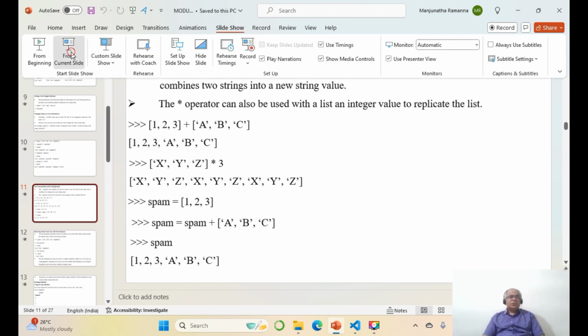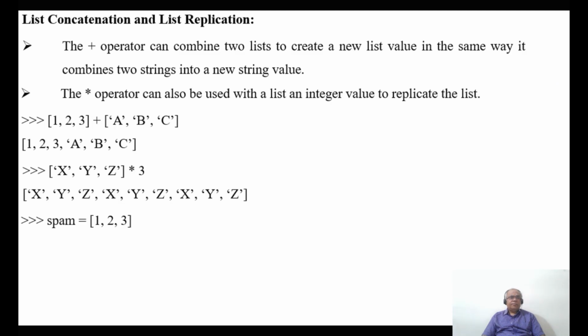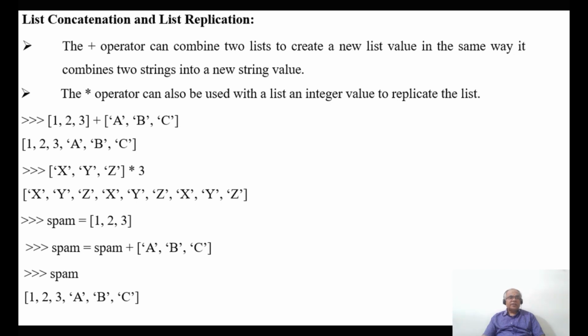Similarly, if I want to take spam equals 1, 2, 3, I am assigning the list to a variable called spam. Then I am adding spam plus A, comma, B, comma, C, adding the two lists. So you will get the same output as you got here. This is another way of doing it.